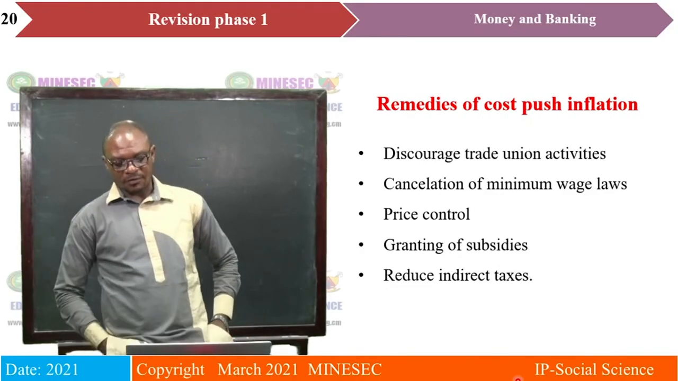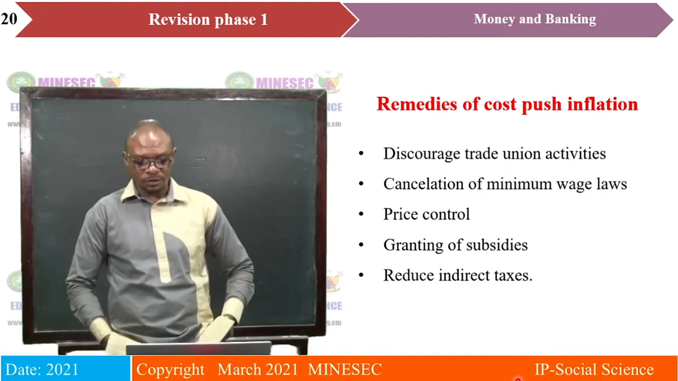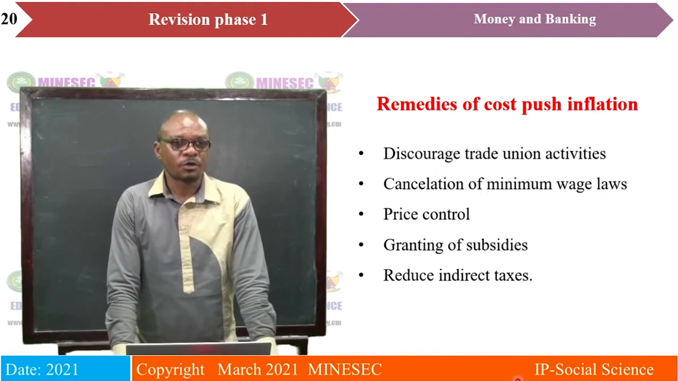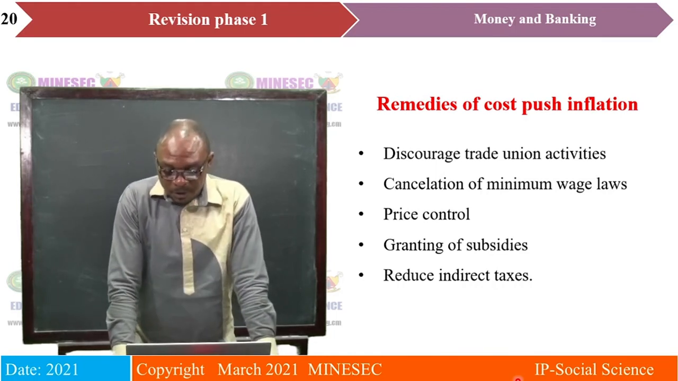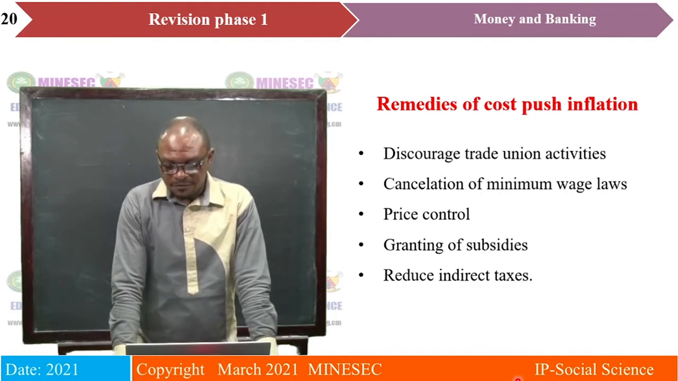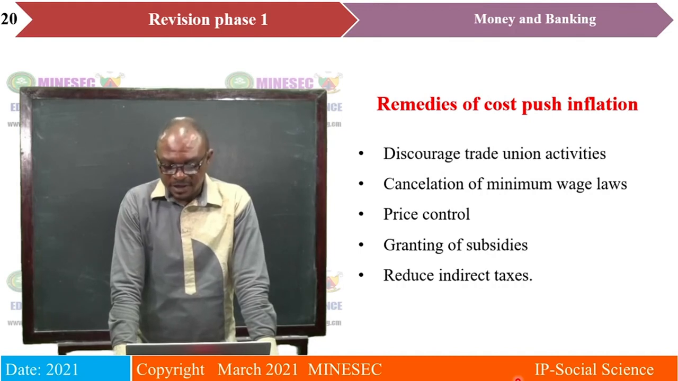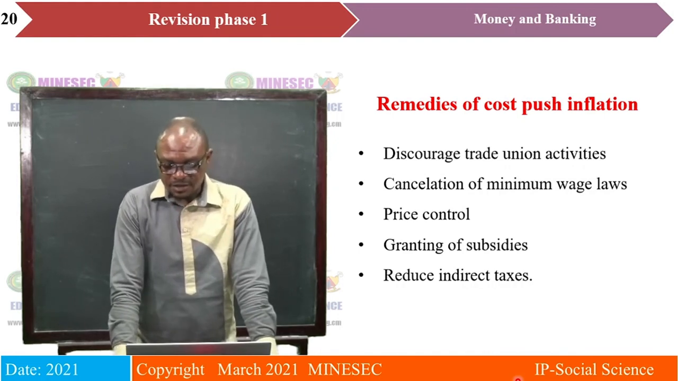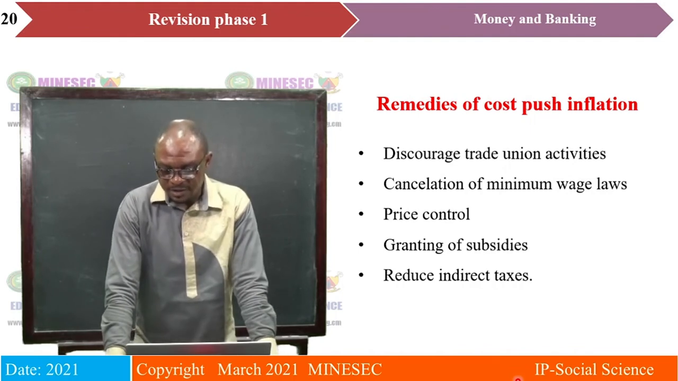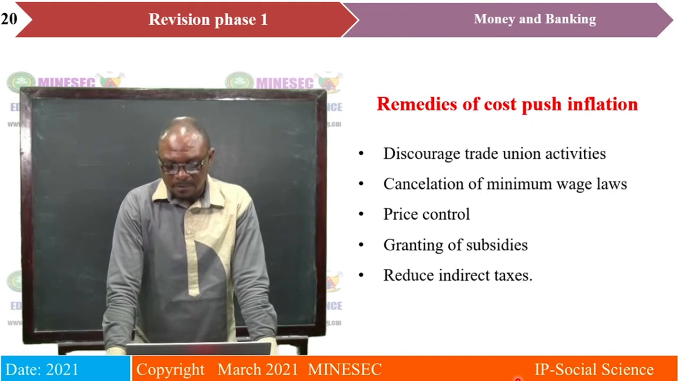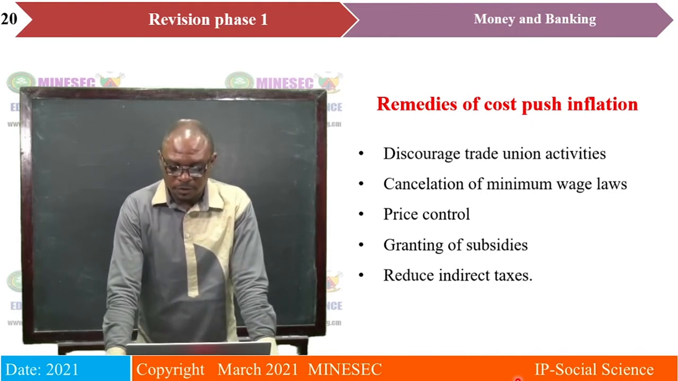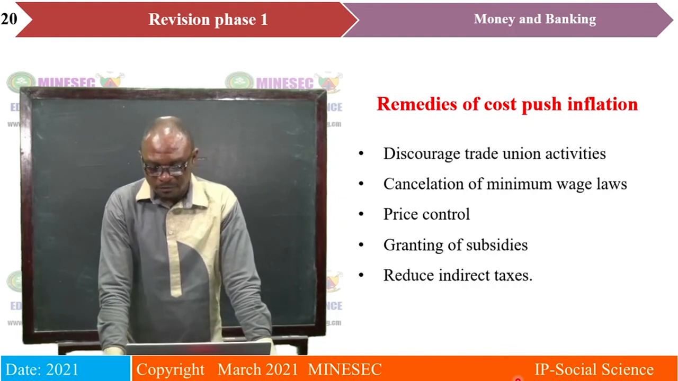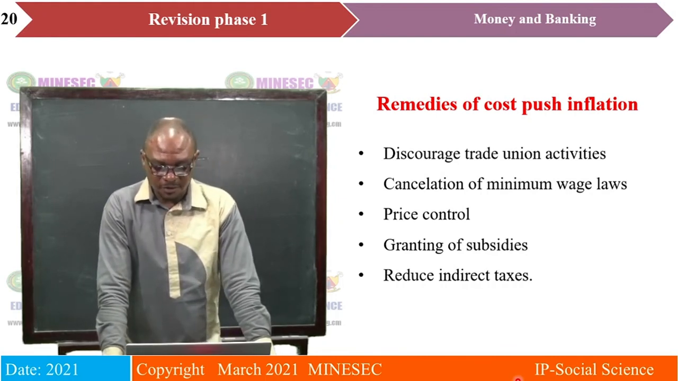And as a means of reducing cost push inflation, a measure that government can use would be to discourage trade union activities. Because we say sometimes cost push inflation may be caused by increasing wages. So if the cost push inflation is caused by increasing wages due to trade union pressure on firms, then it may just be necessary for the government to discourage the activities of the trade unions. Perhaps banning the existence of closed shop unions. So that way, they may not be able to put so much pressure on companies or firms to raise wages that will increase cost of production.